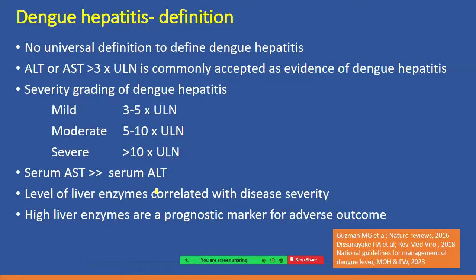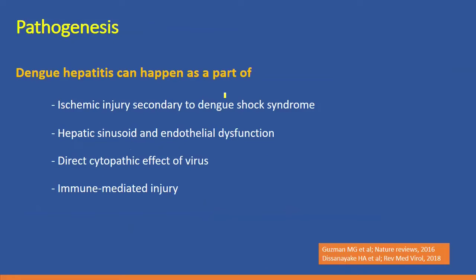And now studies as well as meta-analyses have shown that the level of liver enzymes correlates with the disease severity, and high liver enzymes are also a marker of poor prognosis in such patients. So we need to keep a look at the liver enzymes of patients presenting to us with dengue fever. So now coming to the pathogenesis of dengue hepatitis.